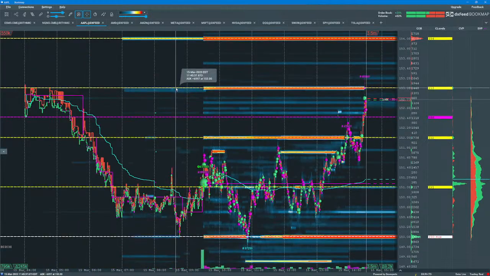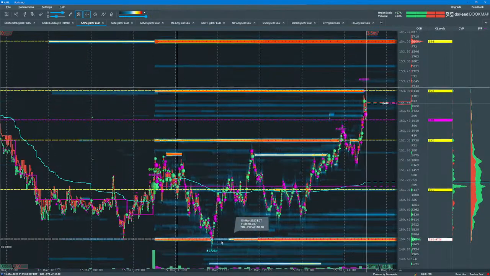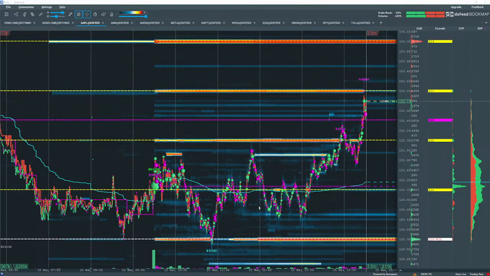But it's starting to look strong. Absorption at the 150 key gamma strike. Oops, wrong tool. Absorption at the 150 key gamma strike, and then price moving up past the upper edge of the expected move, and that's pretty typical for a lot of tech stocks.